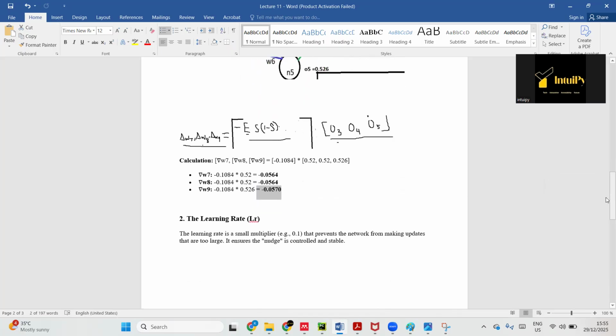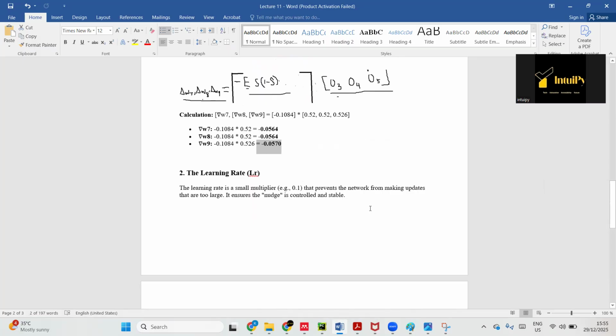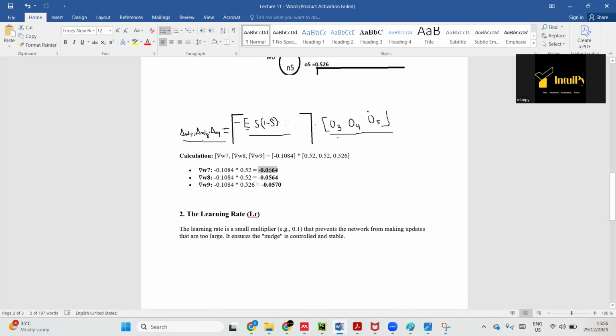So here comes another concept. Here it says learning rates. The learning rate is a small multiplier that prevents the network from making updates that are too large. So it ensures the nudge, the adjustment, is controlled and stable. Imagine there are times that, instead of having this one now, you might have a very big update. Instead of having 0.056, it might be a jump of maybe 2.5, or let's say 2, or whatever it is.